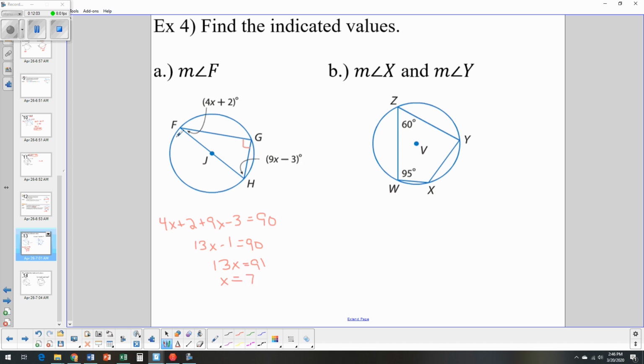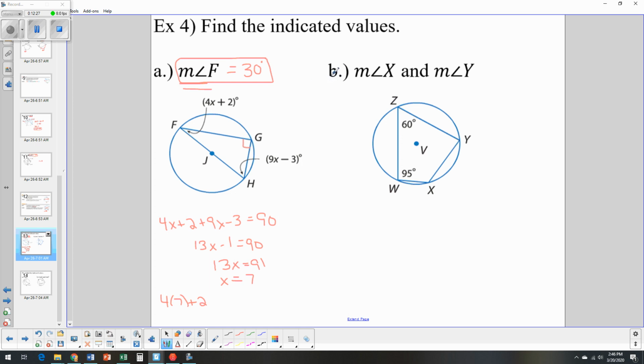I'm not done there because I wanted the measure of angle F. So I'm going to take this 4x plus 2 and I'm going to plug 7 in. So 4 times 7 plus 2 gives me a value of 28 plus 2, or 30 degrees. So the measure of angle F is 30 degrees.